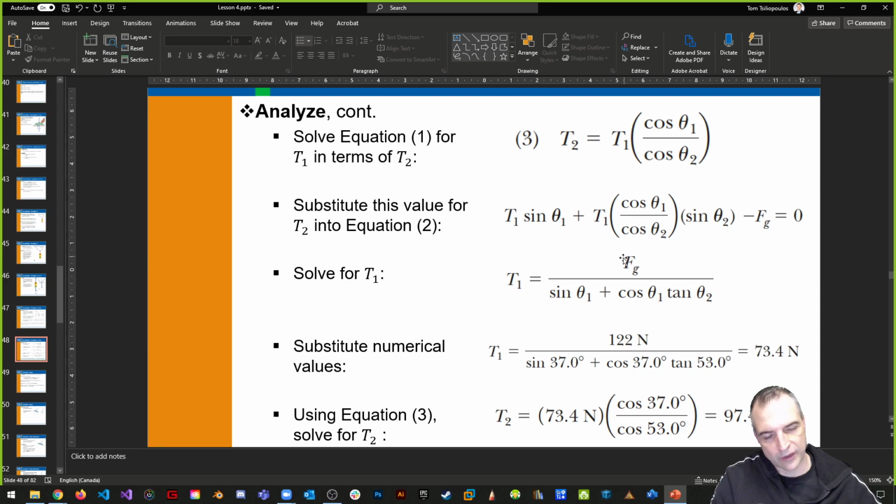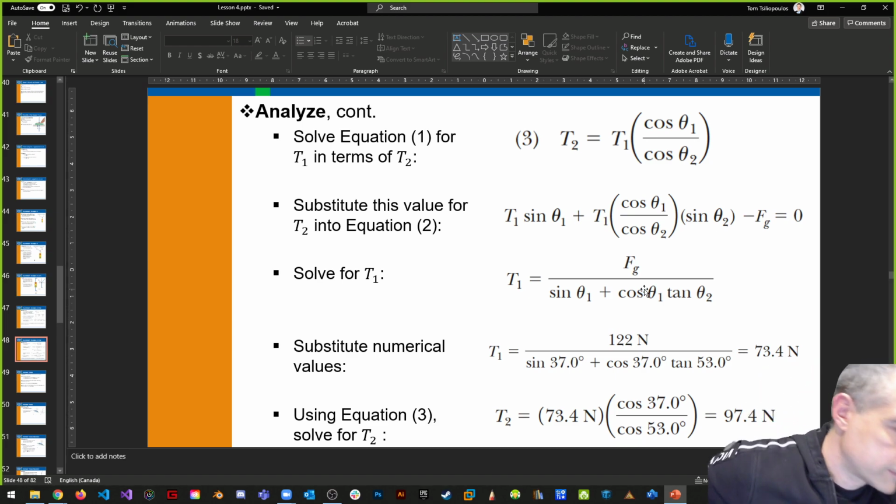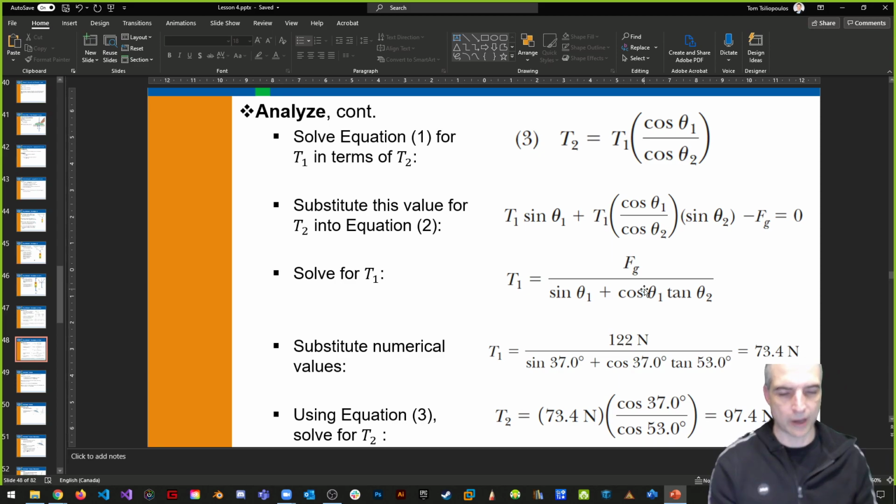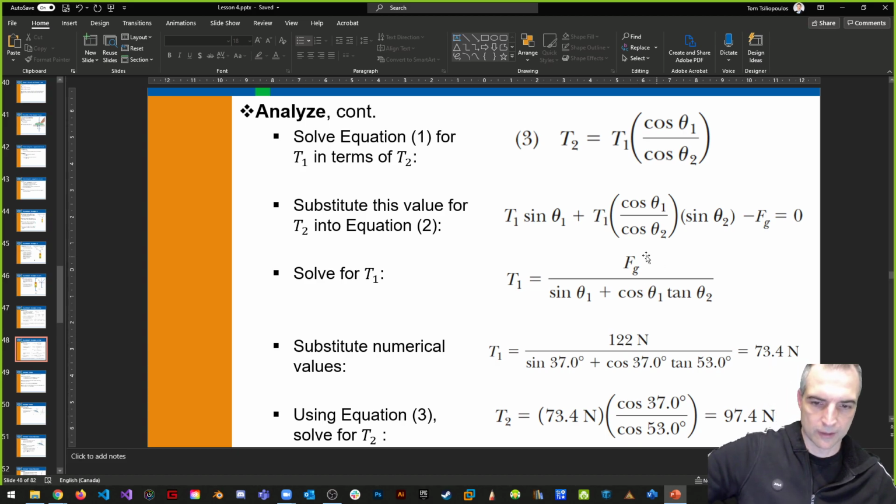And that's a little bit deceiving, because the way it's been written here, force of gravity, you might want to put in 10 meters per second squared as an example, or 9.8 meters per second squared. But that's not the case. Force of gravity in this case is the mass times gravity, which is 122 newtons. So we sub that in, okay? And maybe this could have been written differently.